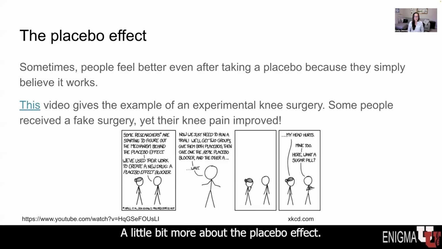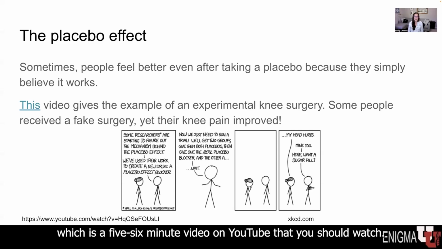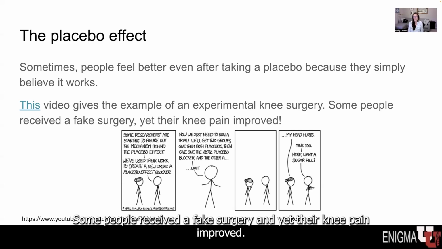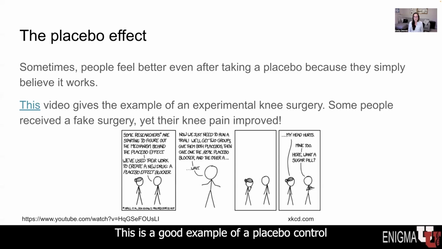A little bit more about the placebo effect. Sometimes people feel better just taking something as opposed to taking nothing. So if you gave them a placebo, a sugar pill, and they think that it's going to work, then they might actually see a difference in their symptoms. And one very interesting example is the video that is linked here, which is a 5-6 minute video on YouTube that you should watch, and it gives the example of an experimental knee surgery. Some people received a fake surgery and yet their knee pain improved. This is a good example of a placebo control where the real condition would have been real knee surgery.